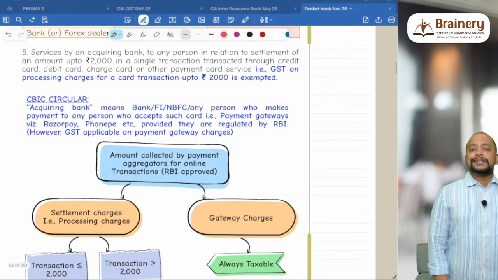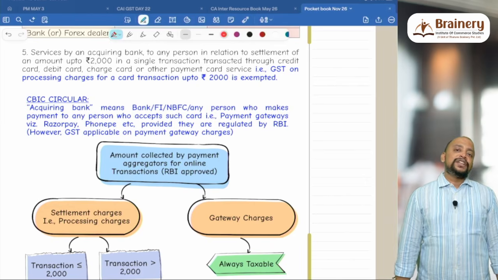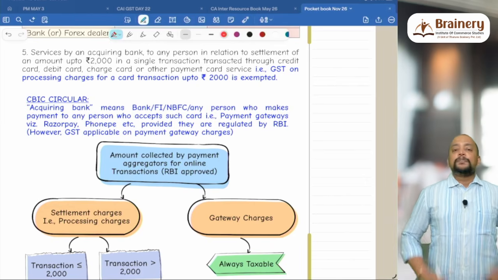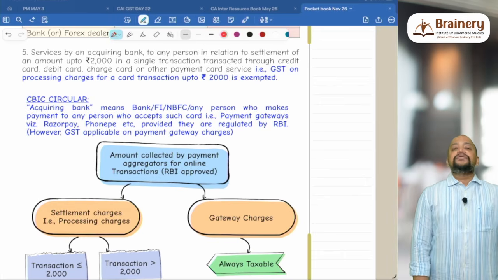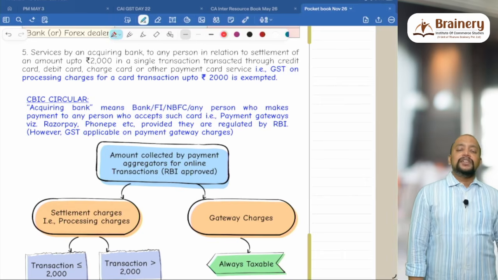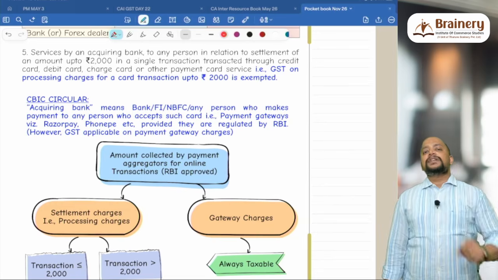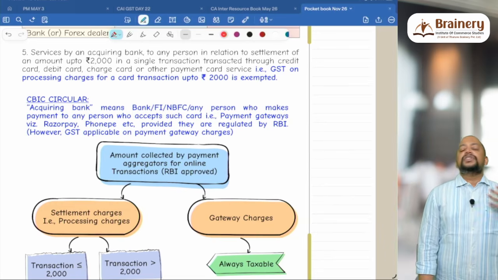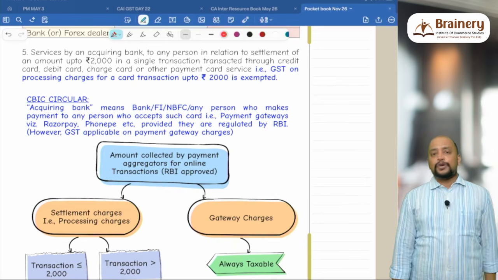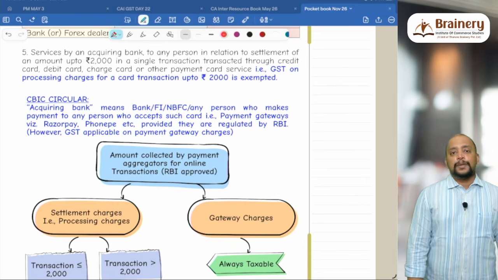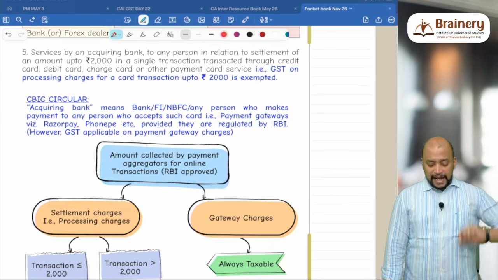Then fifth point, there is an acquiring bank. That acquiring bank is providing services by way of doing the settlement transactions. So payment settlements they are doing, and for doing that they will get processing charges. So if it is a card transaction, and if the card transaction is up to 2,000 rupees per transaction, whatever processing charges are collected by the bank, GST is not applicable, it is exempted. But suppose the transaction amount is beyond 2,000 rupees, they need to pay GST on the entire processing fees. Processing fees will be there, but the GST on processing fees will be exempted.